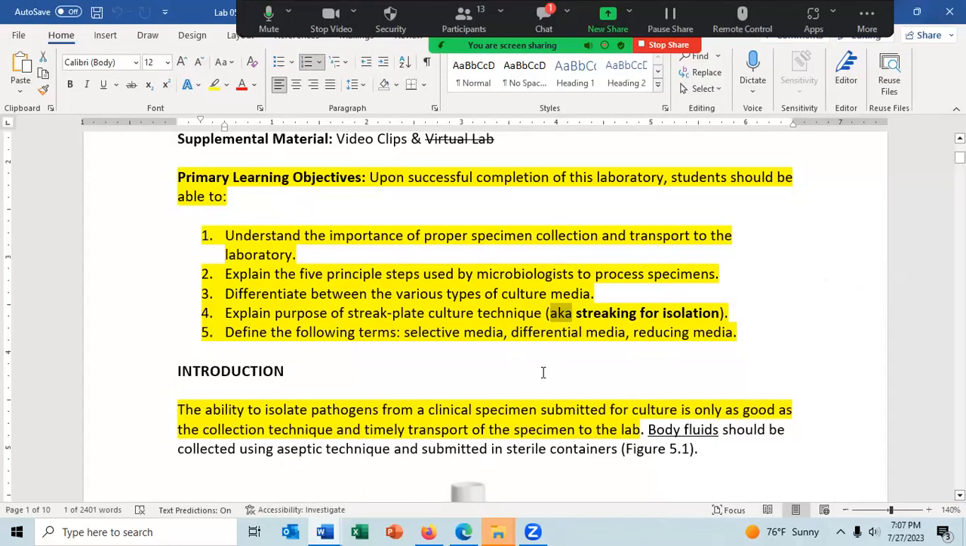Fifth, be able to define the following terms: selective media, differential media, and reducing media. Any question about our objectives?